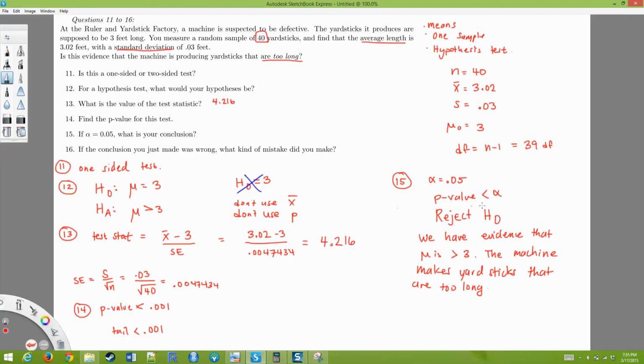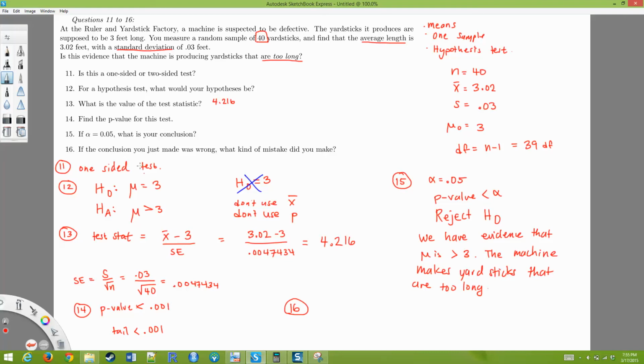And so now that our p-value is small, we reject the null and we say we have evidence that mu is greater than 3. We have evidence for the alternative, and the machine makes yardsticks that are too long. So essentially, the p-value is 0.001? The p-value is less than 0.001, but yeah, you can just treat it as 0.001. Okay?